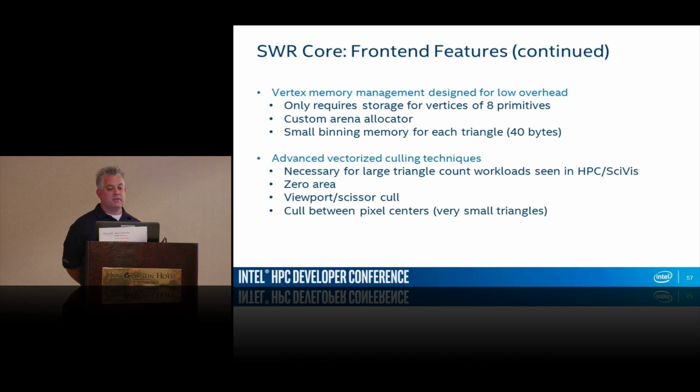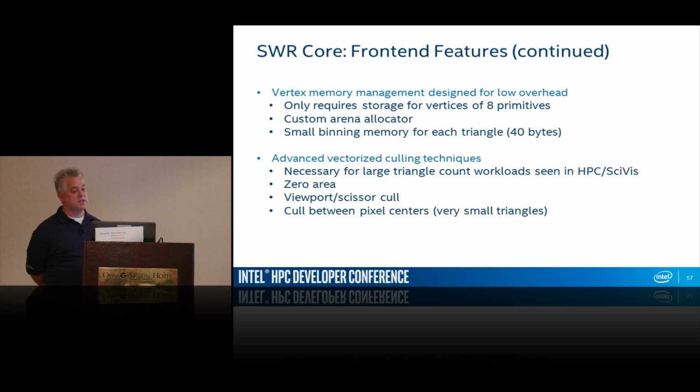Some other advanced culling techniques give us a lot of speed, also necessary for HPC and SCIVIS, the very large triangle counts that you'd expect. We cull zero area triangles quite efficiently, very, very small triangles. Triangles that fall between pixel centers, we will cull those. And we're also very efficient at viewport and scissor culling.